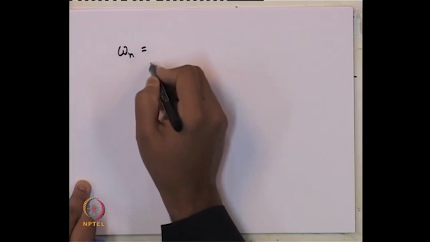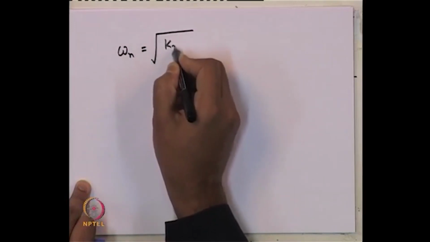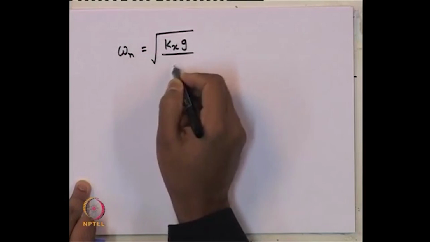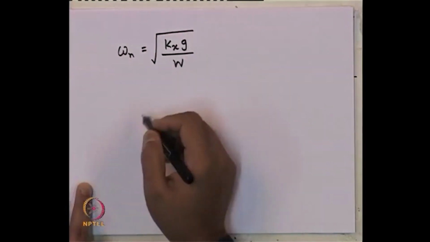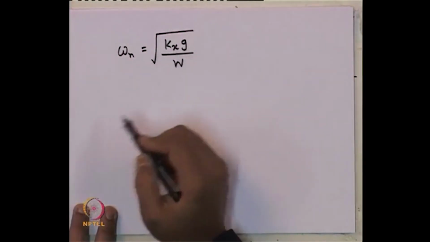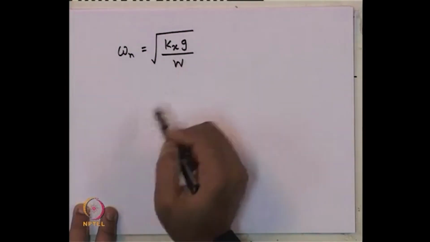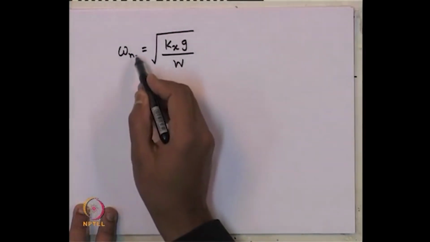So, let us calculate the natural frequency. Omega n, the natural frequency of the system, is calculated as root over Kx g by W, that we have seen for horizontal vibration or sliding vibration. This is the expression for omega n x actually. Earlier it was omega n z.